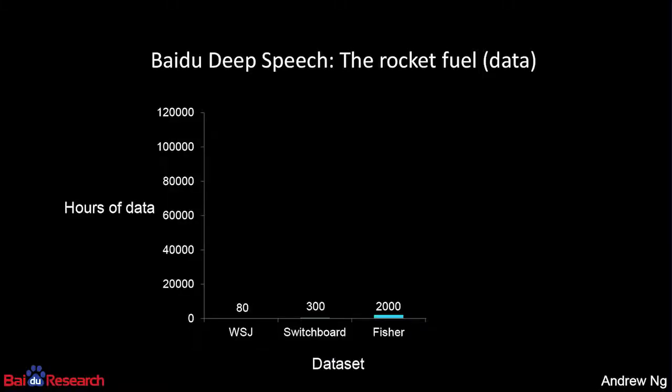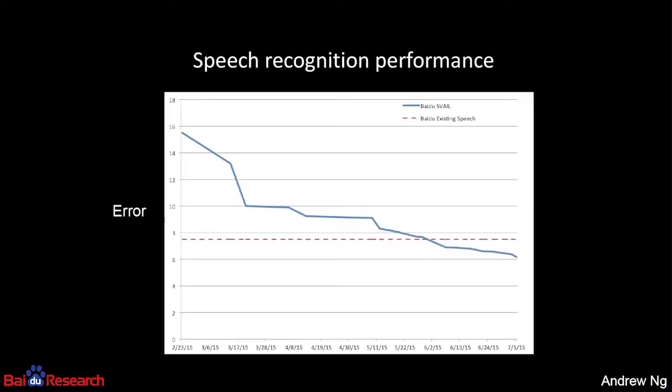Huge neural networks to do this. And then what's the rocket fuel? In academia, people train on maybe 2,000 hours of training data. We said, we need more data than that. We need more rocket fuel than that. So we start off with 100,000 hours of data. And so with this formula, and additional details we talk about in the papers, rocket engine, rocket fuel, make both really big. Over the past several months, we've been able to drive down speech recognition errors significantly.